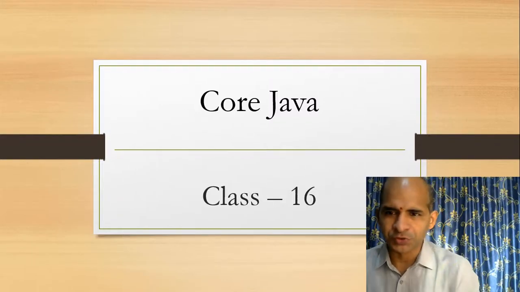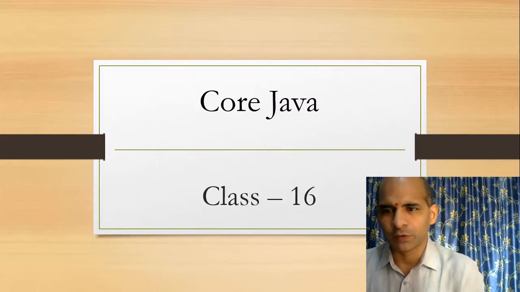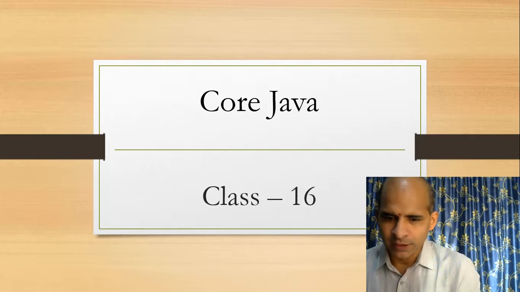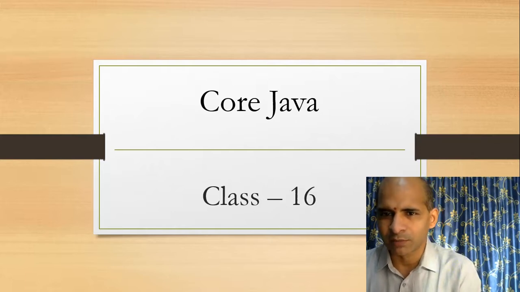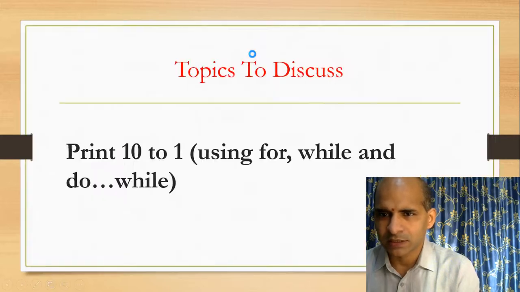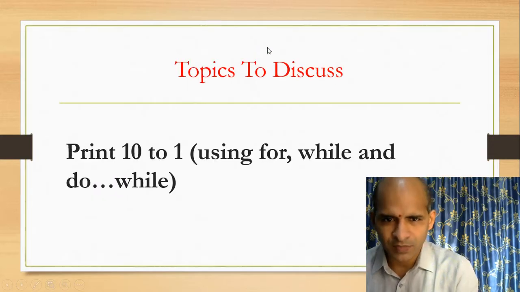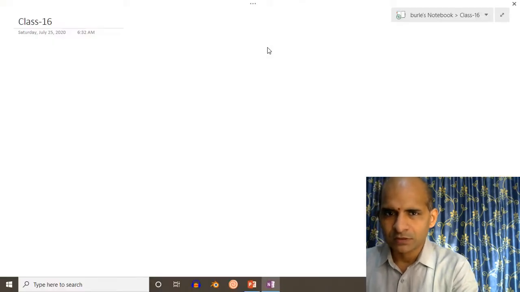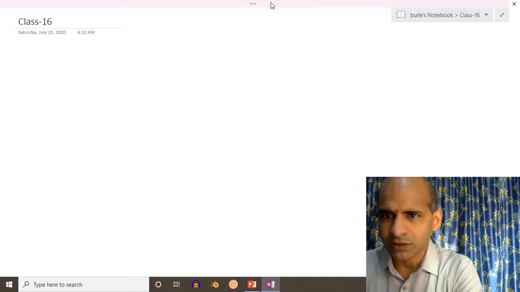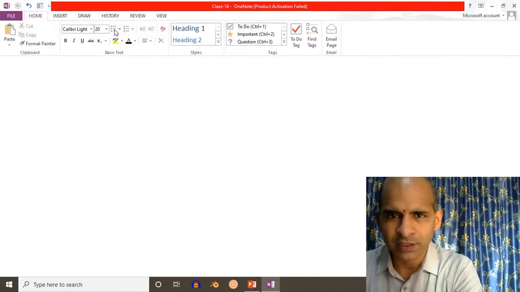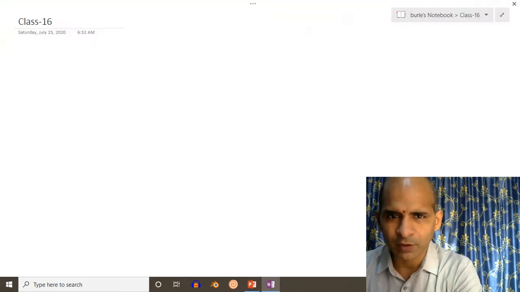We know how to use the for loop, while loop, and do while loop. So to get a clear picture on these loops, let us solve some more examples. In this, we will discuss how to print 10 to 1 by using all the loops. If we want to print 10 to 1, then we have to start with 10 and print up to 1.